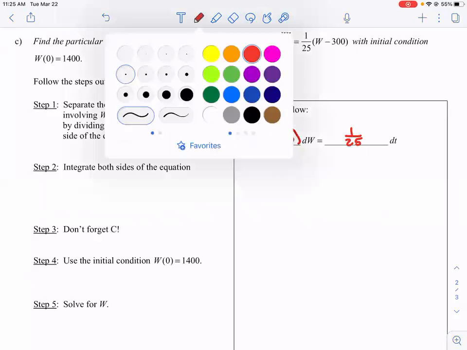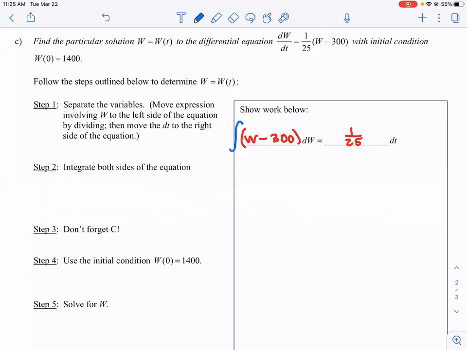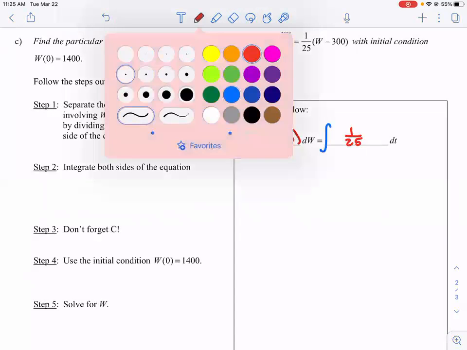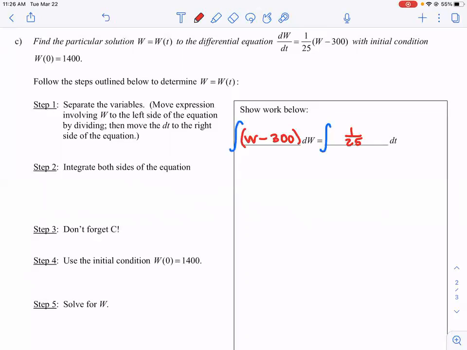Then you need to actually integrate both sides. So we have the natural log of the absolute value of w minus 300 equals what? Is that better? I knew what I needed to get to and I just didn't write. I'm so sorry. 1/25 t plus c.